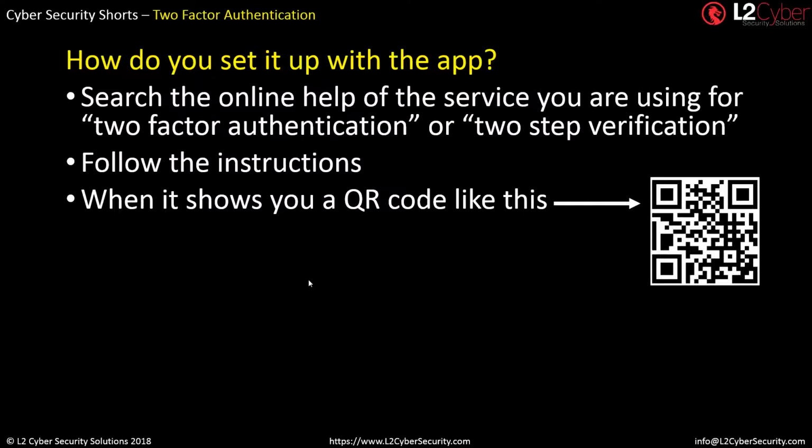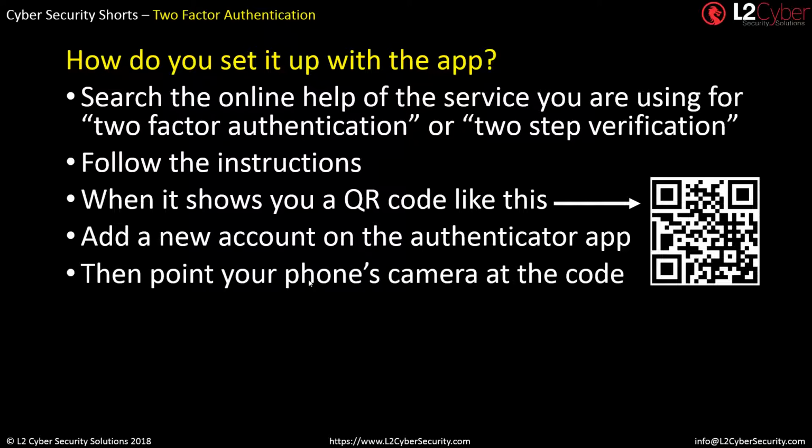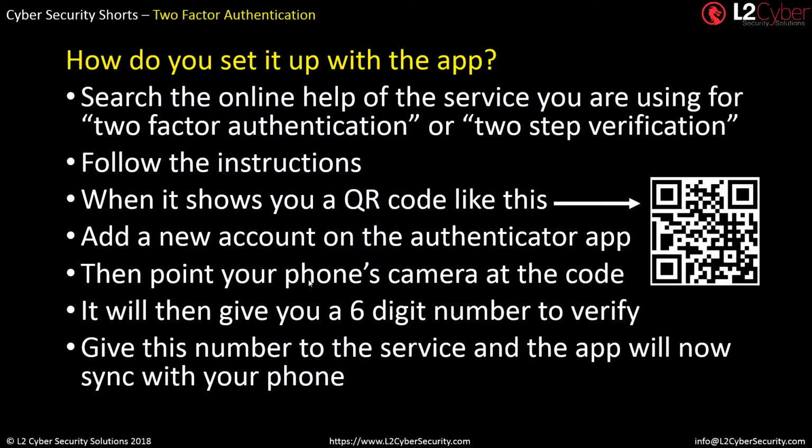When the service shows you a QR code, simply open up the Authenticator app on your phone and add a new account, and then point your phone's camera at the code. This will then give you a 6-digit number to verify, which you type in on the online service, and the app will now be synchronized with your phone. So that's it, you're all set up for that particular service.